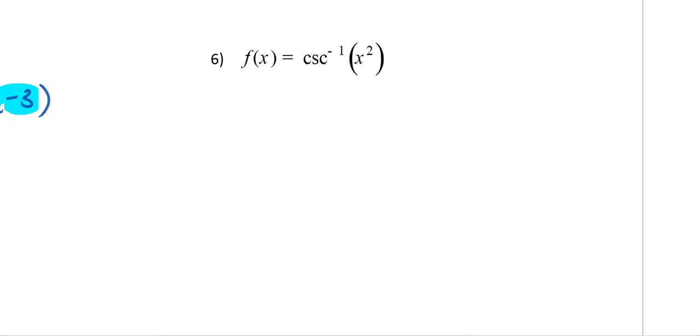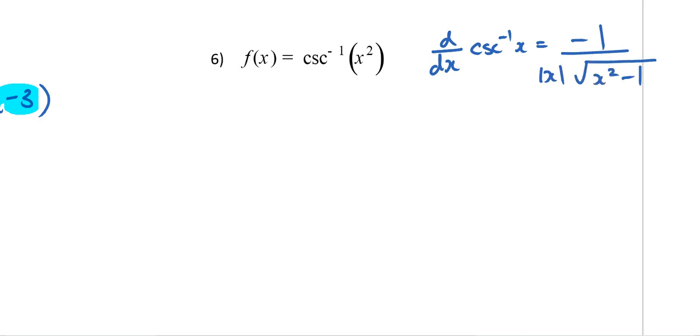For the last one here, I will go back to my reference sheet and find the derivative of the inverse of cosecant x. That's going to equal -1 over the absolute value of x times the square root of x squared minus 1. Let me confirm that's correct. Yes, that's correct. So let's now take the derivative.